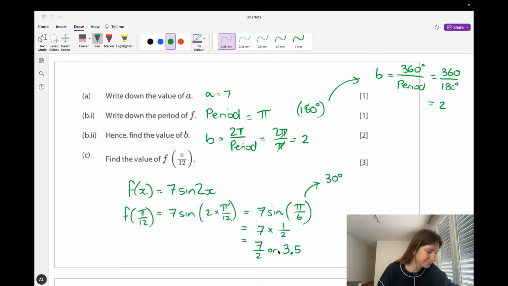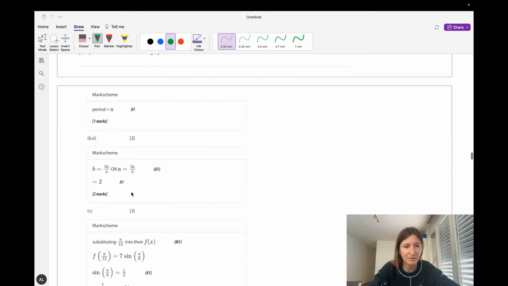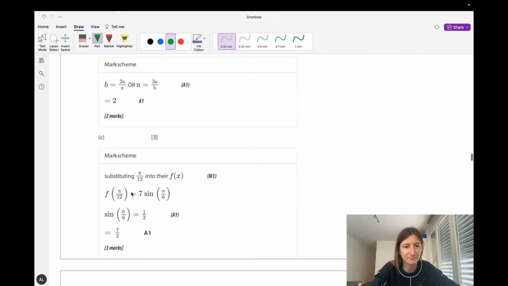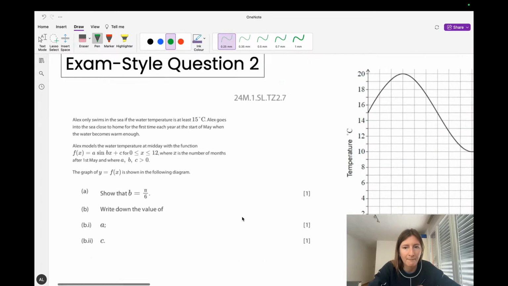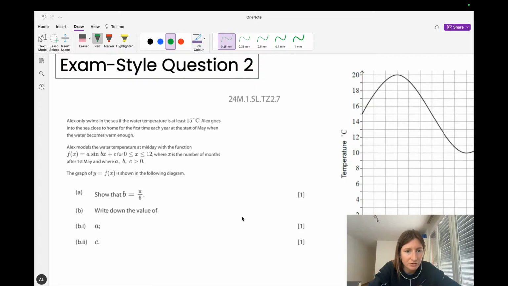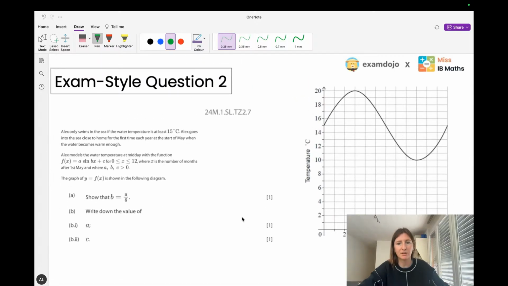Right. You guys are holding on. Let's try another one. Nothing crazy in the mark scheme here. I think due to time, I might not do this one. But again, very similar kind of question.